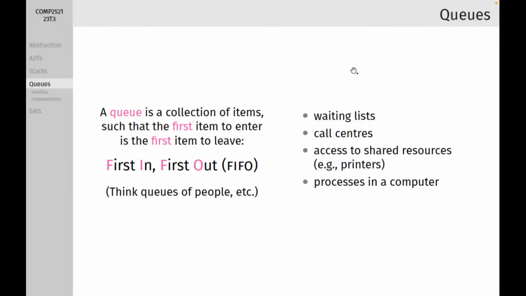A lot of these examples are basically just queues in real life, right? So you've got waiting lists, call centers. Whenever you call, you get added to a queue, and once it's your turn, then you get to talk with someone. Right?